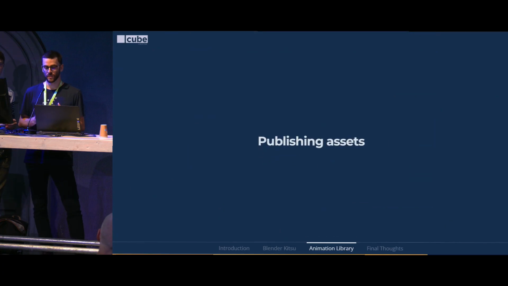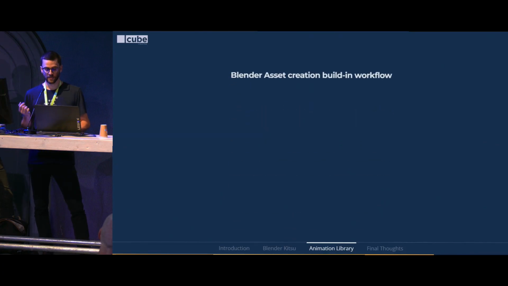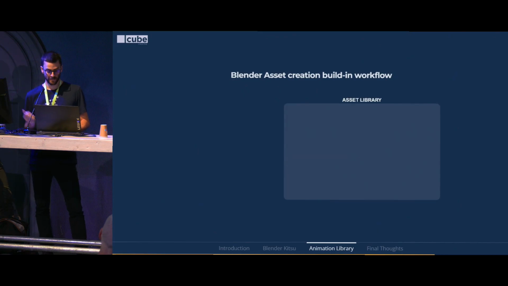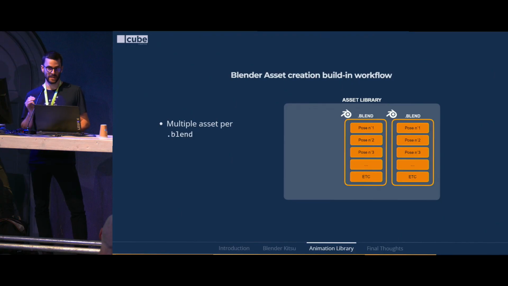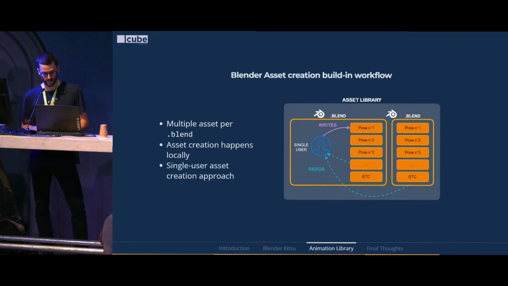As soon as the animation workflow was working, we started to add asset publishing. To give a bit of context, by default, a Blender asset library is composed of blend files, and on each of these blend files, you may have one or multiple data blocks marked as assets. Now, the thing is, asset creation happens locally, which means that if you have multiple assets per blend file, you could only have one person editing those assets at a time. But on the other side, you can load assets from any other blend of the library.